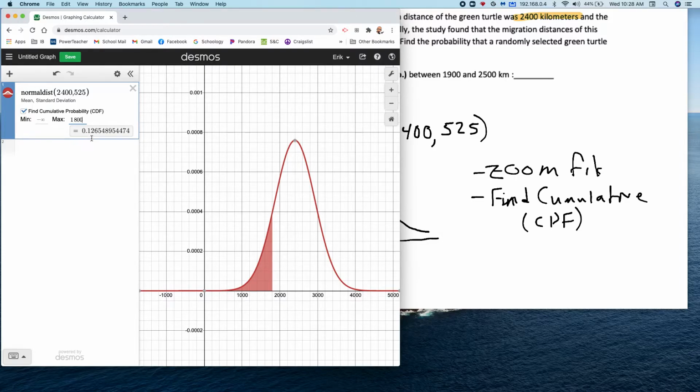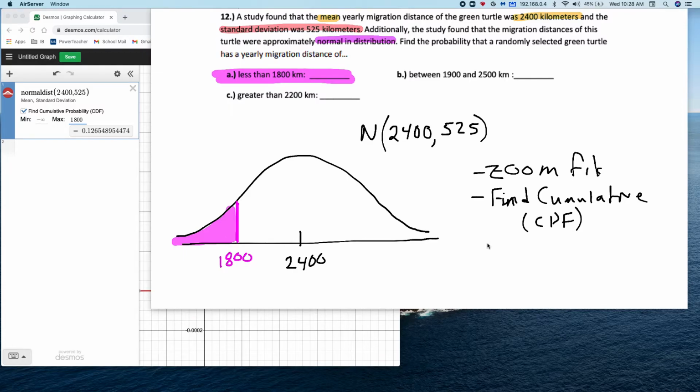And notice that gives me this value up here of 0.1265. So if I type that in, 0.1265. So right around 12% of these turtles will migrate less than 1,800 kilometers.